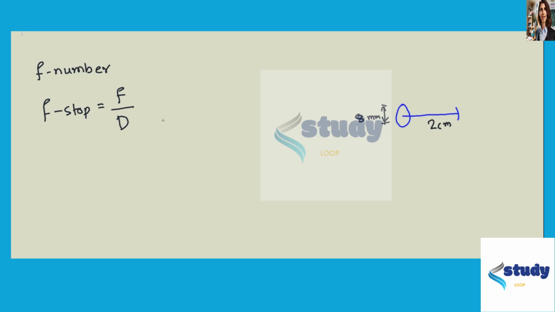So that's 2 centimeters, and the diameter is given as 8 millimeters. So this is going to be 20 millimeters if we convert centimeters to millimeters, divided by 8 millimeters, which is equal to 2.5, or f over 2.5.